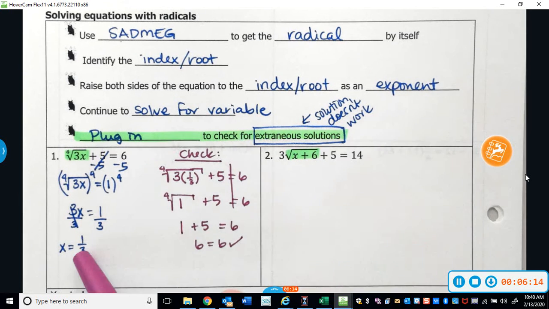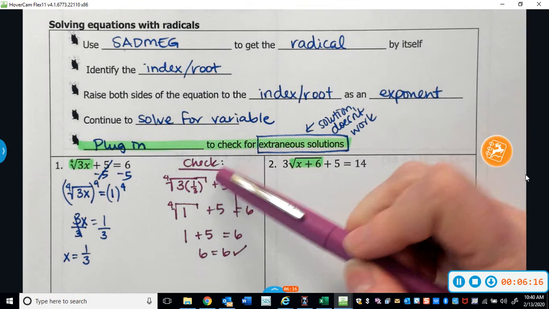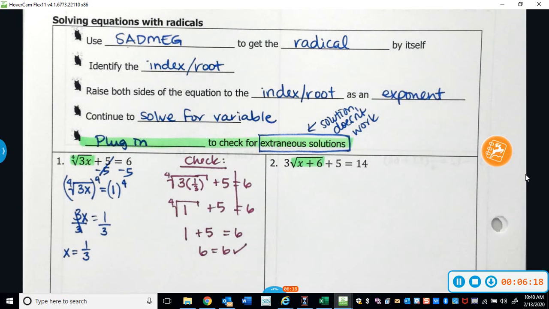So when you're solving, you're moving things across the equal sign. When you're checking, you're not. You're leaving it to verify that it does actually equal that amount. Questions about that?